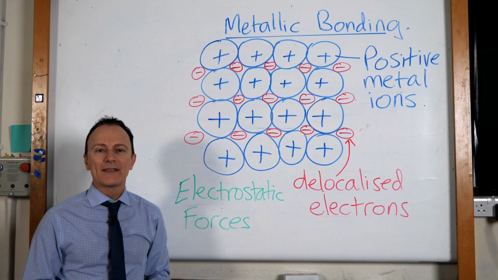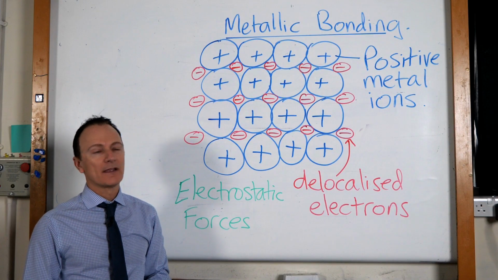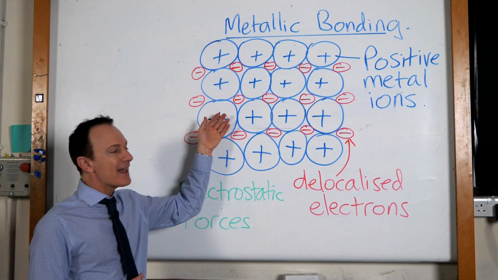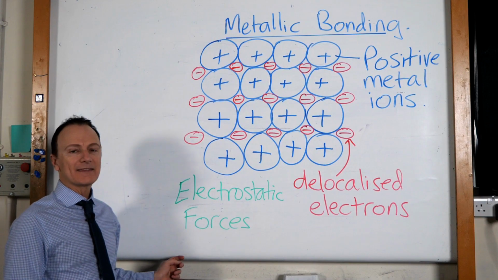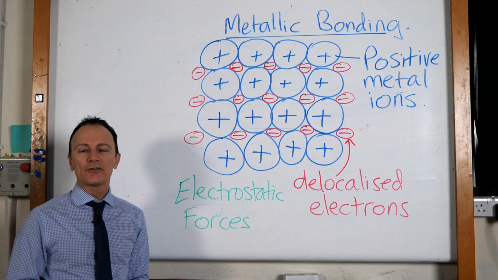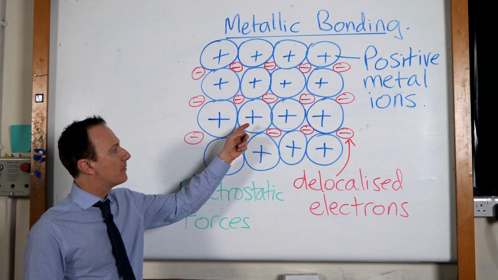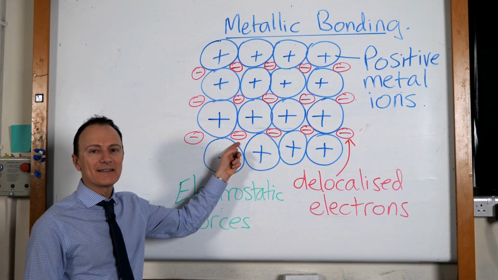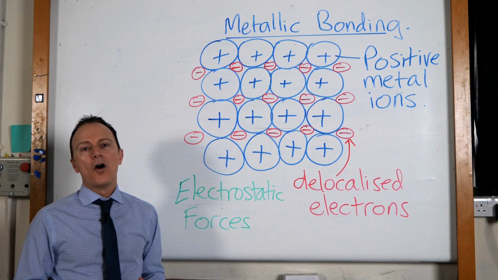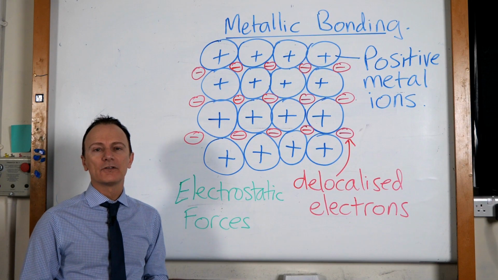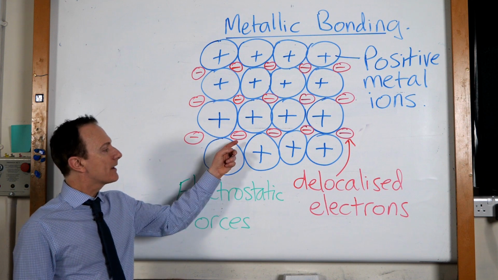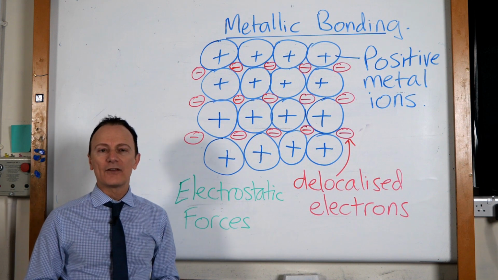So why do metals have such high melting points? That's because the ions are held together by very strong electrostatic forces. And those electrostatic forces are between the positive ions and the negative electrons. Also, metals are good conductors of heat and good conductors of electricity. That's because they have these delocalized electrons.